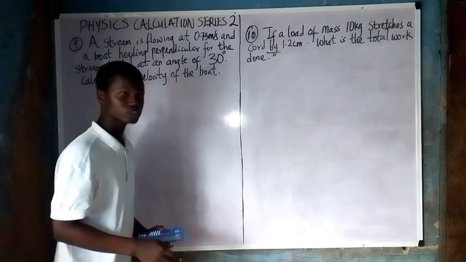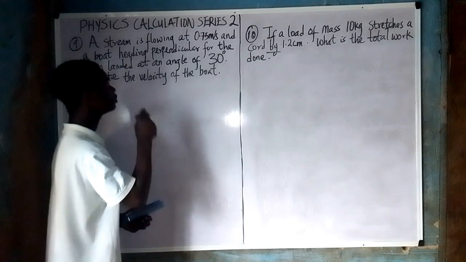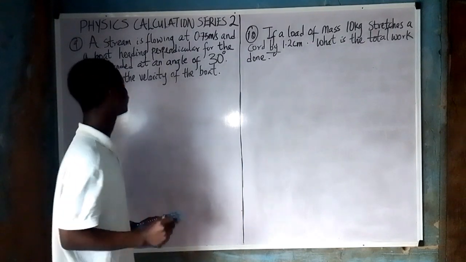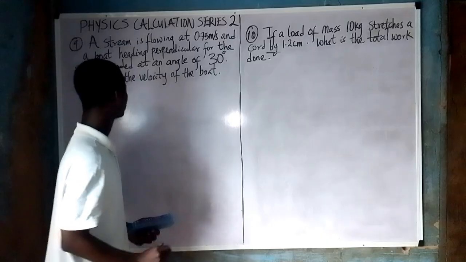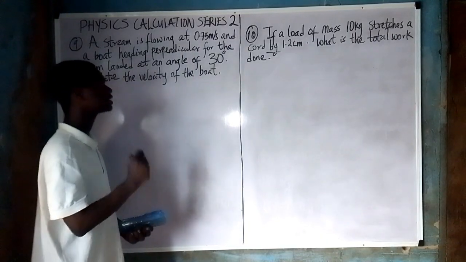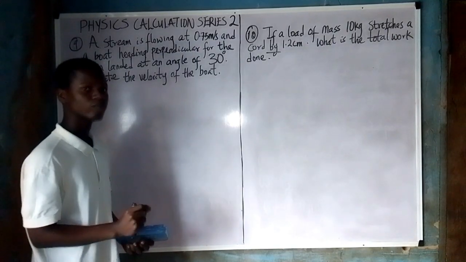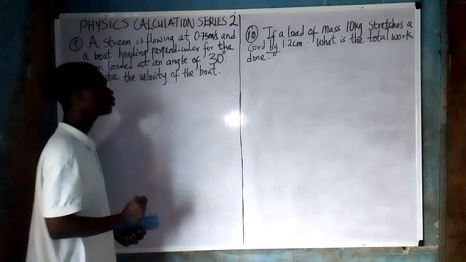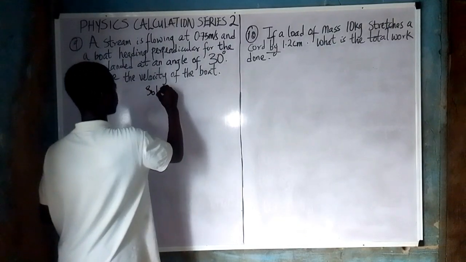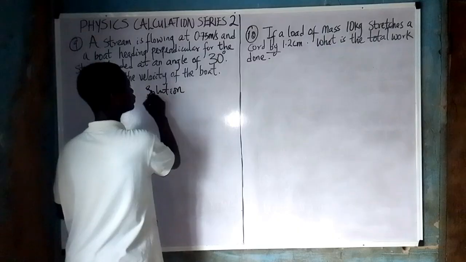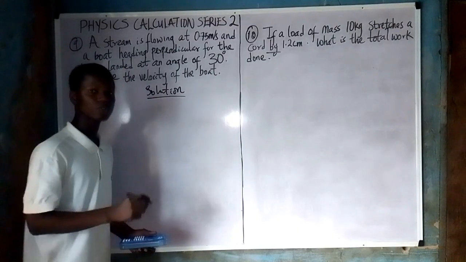So here is question 9. It reads, a stream is flowing at 0.75 meter per second and a boat heading perpendicular to the stream landed at an angle of 30 degrees. Now what is the question? Calculate the velocity of the boat. So we take the solution. Now we need a diagram for this question to properly understand what it's saying.